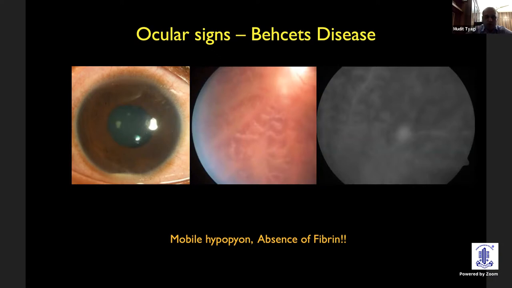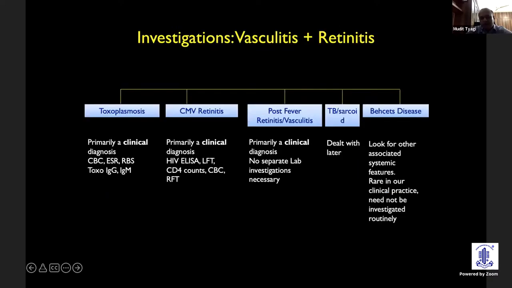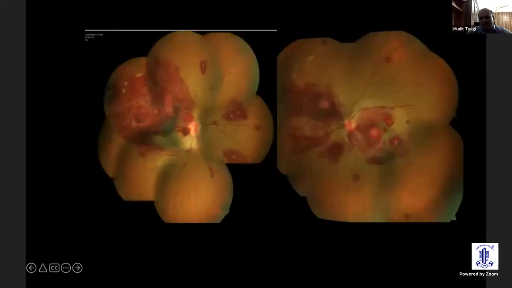So if you see a patient who had a history of a mobile hypopyon, absence of fibrin, that characteristic fern pattern sort of an appearance, then understand that the underlying cause was secondary to Behçet's. And therefore, if you see a patient with a history of oral ulcers, genital ulcers, think Behçet's. If there is a past history of synechiae, diffuse KPs, history of an elevated IOP earlier, think sarcoidosis. So these are the causes of an underlying vasculitis, which we need to treat along with taking care of the hemorrhage. So usual investigations, I'll not dwell into them, but we need to investigate them for the underlying causes.